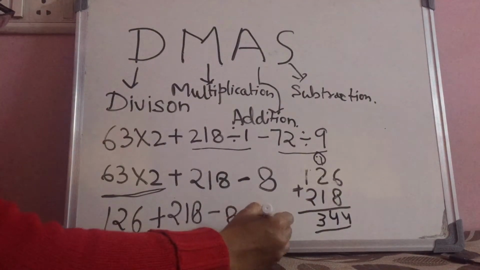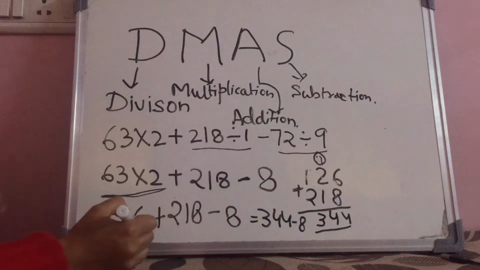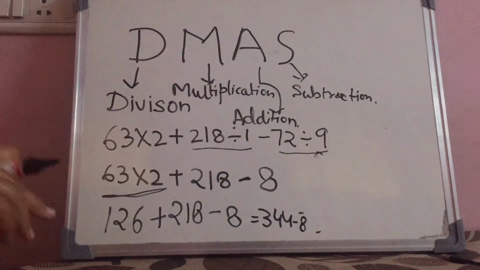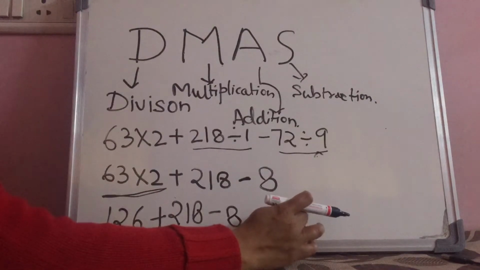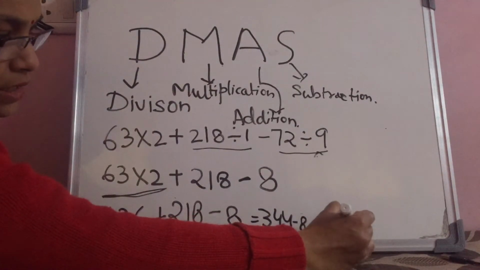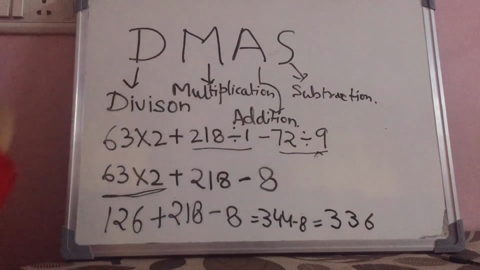So 344 minus 8. This will be the last step, that is the subtraction step. On subtracting 8 from 344, we get 336. You can subtract separately and then write the answer, or you can subtract mentally. So this is how this question is solved by using the DMAS rule.